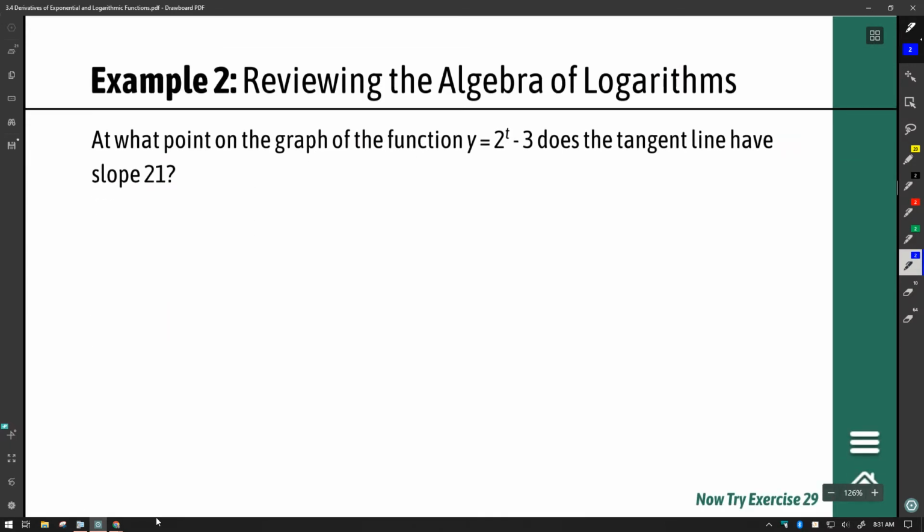So let's see it in action. At what point on the graph of the function y equals 2 to the power of t minus 3 does the tangent line have a slope of 21? All right, so when we talk tangent line in any calculus question, we're thinking derivative first. So the first thing we want to do is differentiate with respect to the independent variable. So I'm looking for dy/dt.